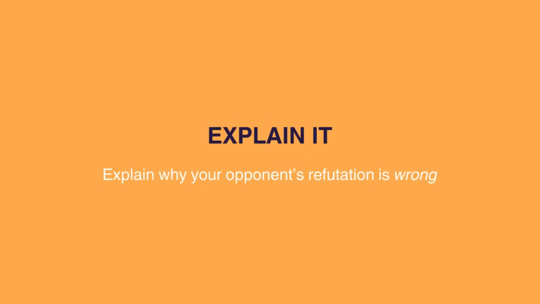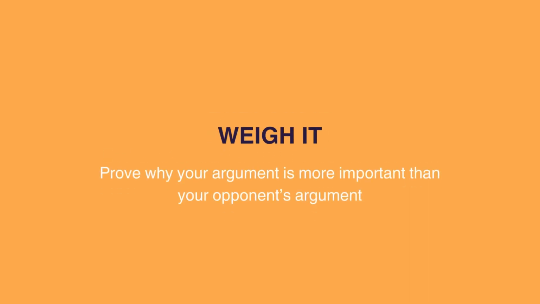The next step, E, is explain it. Here, you explain why your opponent's refutation is wrong. And finally, the last step, W, is weigh it. If you don't remember what weighing is, please refer to our previous lesson on refutation. But essentially, you're going to be proving why your argument is more important than your opponent's argument. This is a really important step of reconstruction because it's the so what of your case.